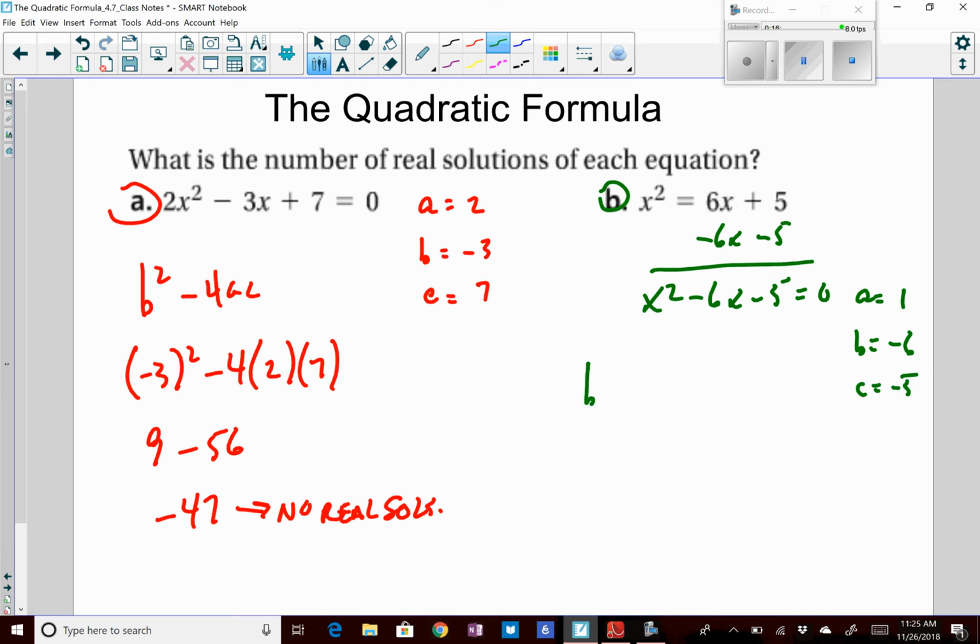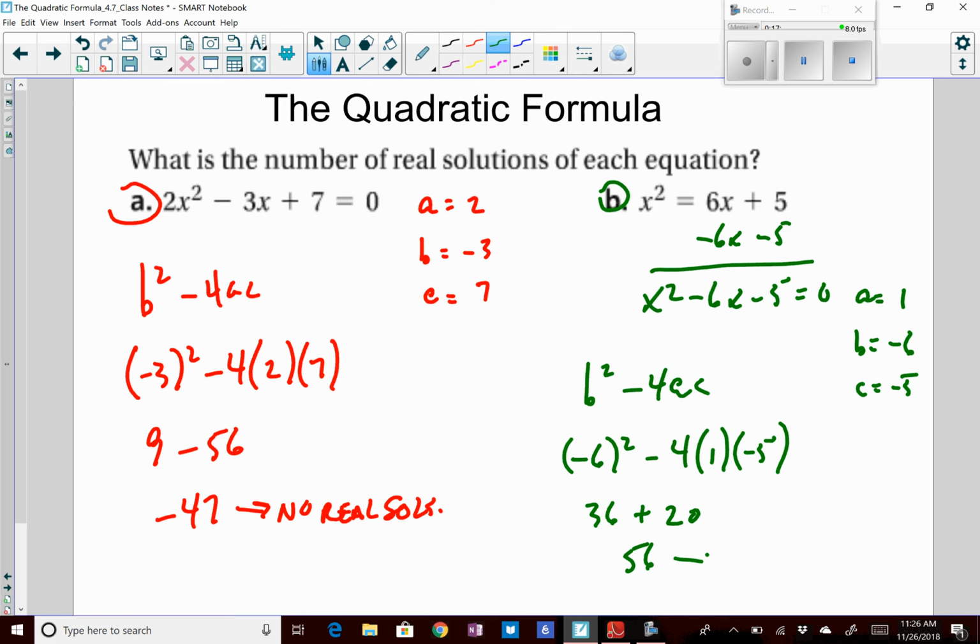So now we write down the discriminant, b squared minus 4ac. Plug in A, B, and C. So B is negative 6. Square it, minus 4 times A is 1, C negative 5. Okay, so negative 6 squared gives us 36. Negative 4 times 1 is negative 4. Negative 4 times negative 5 is positive 20. So that gives us 56 as our discriminant. And since 56 is positive, that means that we have two real solutions.